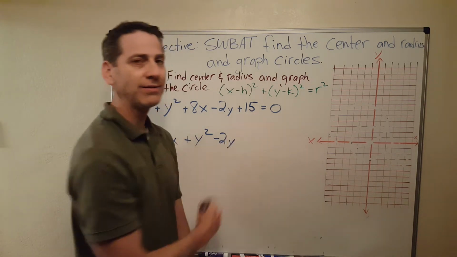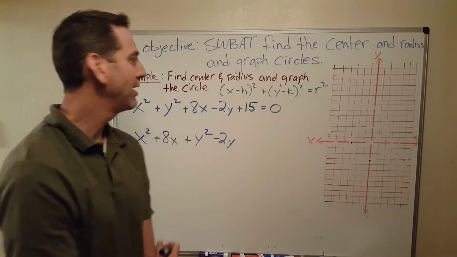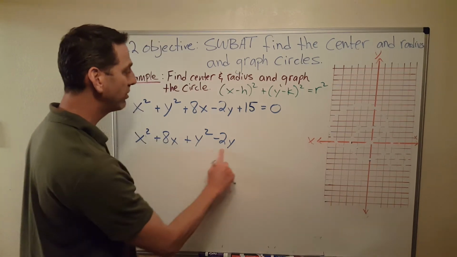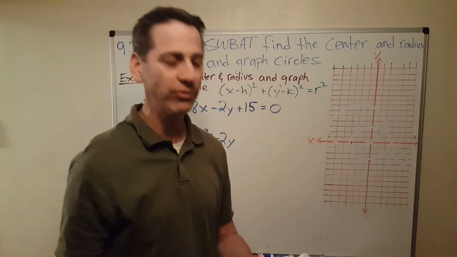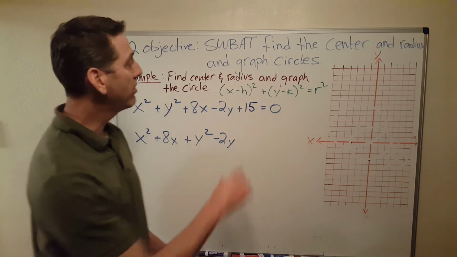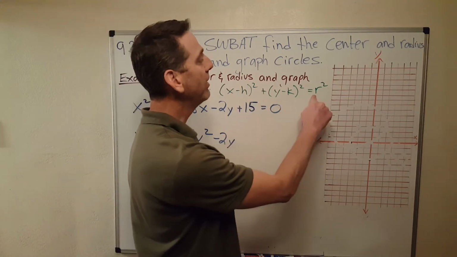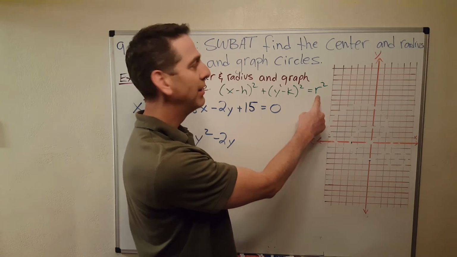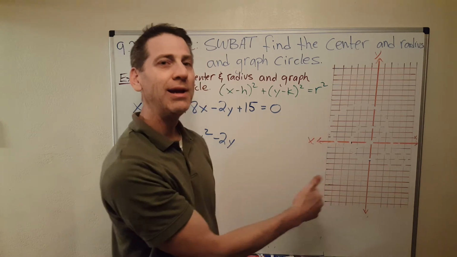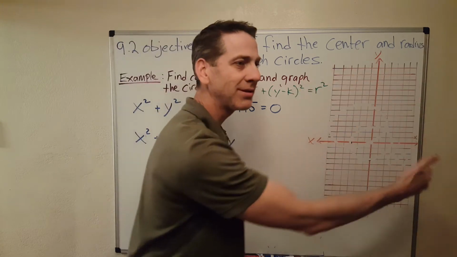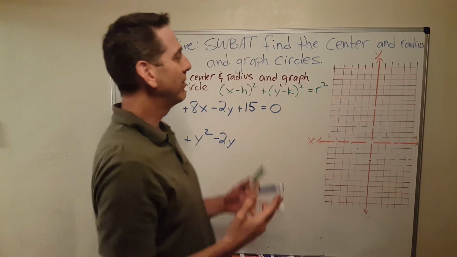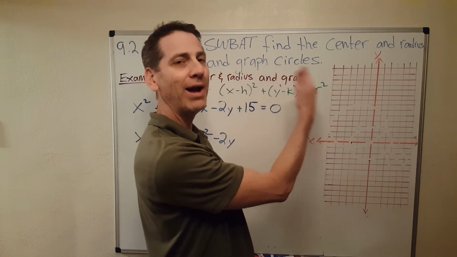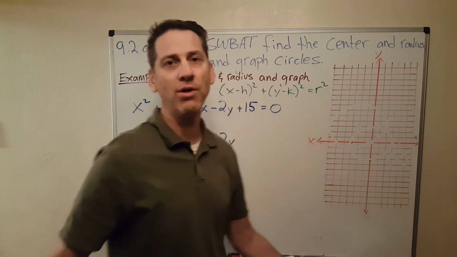Now take a look at this. I got that 15 right there. That's a constant. These other terms are not constants. They have variables in them. And on my final equation for my circle, my constant is going to be my radius squared, and it's on the other side of the equal sign. So eventually I'm going to need to move this 15 over to the right side of the equation. And I might as well do it now.